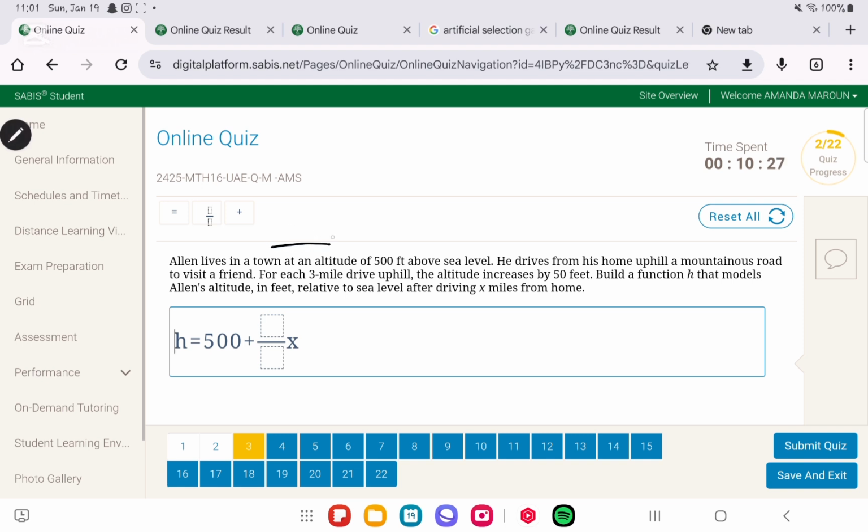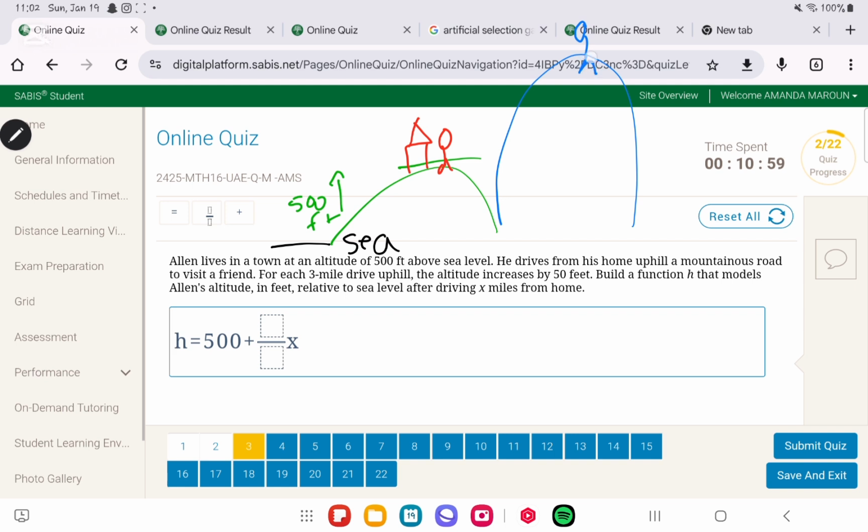So we know this over here, we're going to say it is sea level. Then we have a mountain, and let's say it is 500 feet above sea level. Now in this mountain, this is where Alan lives. So this is his house, and this is Alan over here. Now Alan, he is going to go what? He's going to go up a mountain to go visit his friend over here.